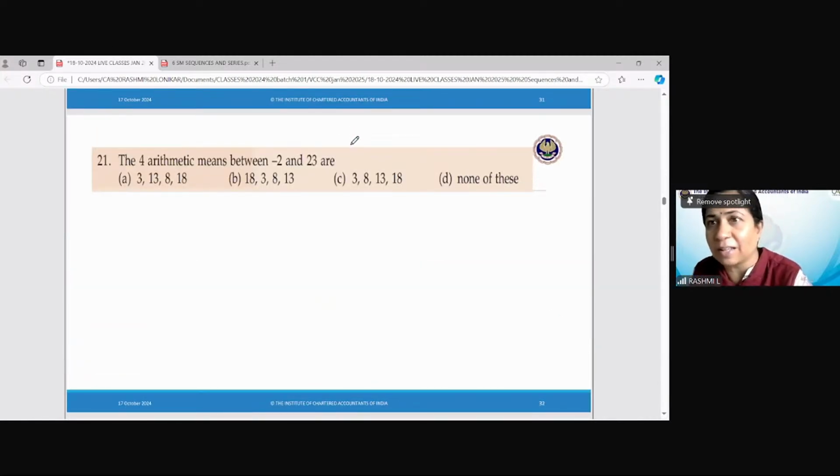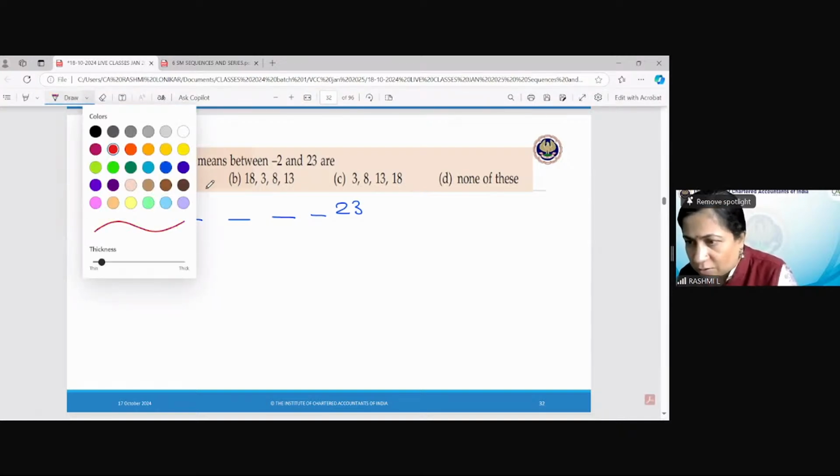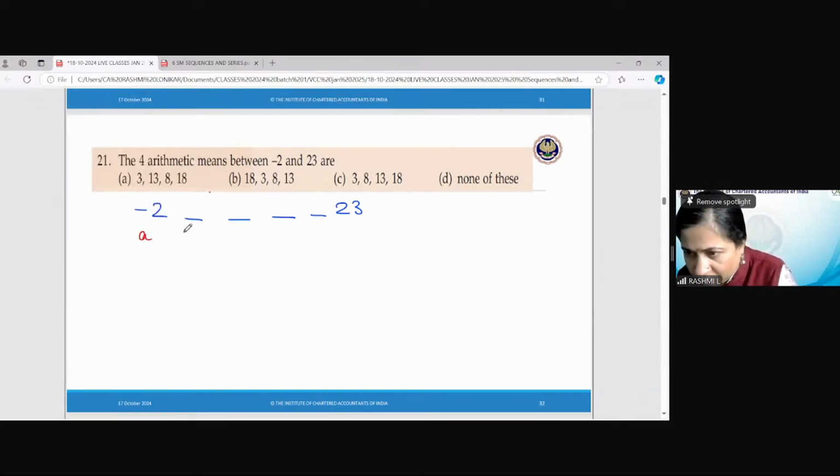You should not put such things into options; read the question properly and then decide. The four arithmetic means between this. I'm particularly taking these terms up because these are very popular sums. So I have -2, dash dash dash dash, 23. This is my A, this is A plus D, A plus 2D, A plus 3D, A plus 4D and A plus 5D.